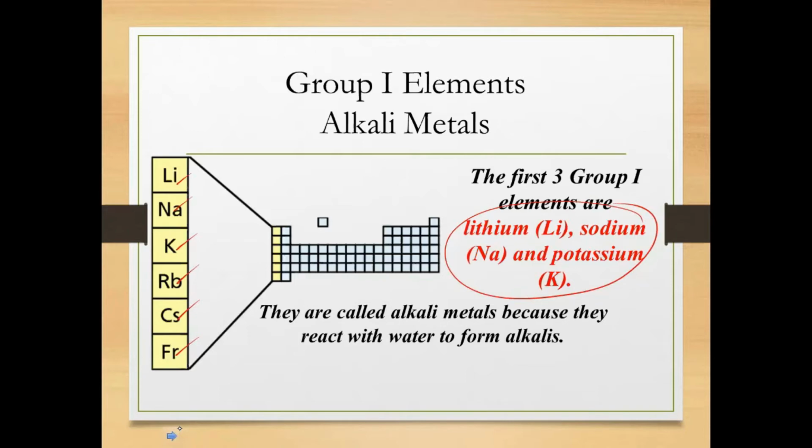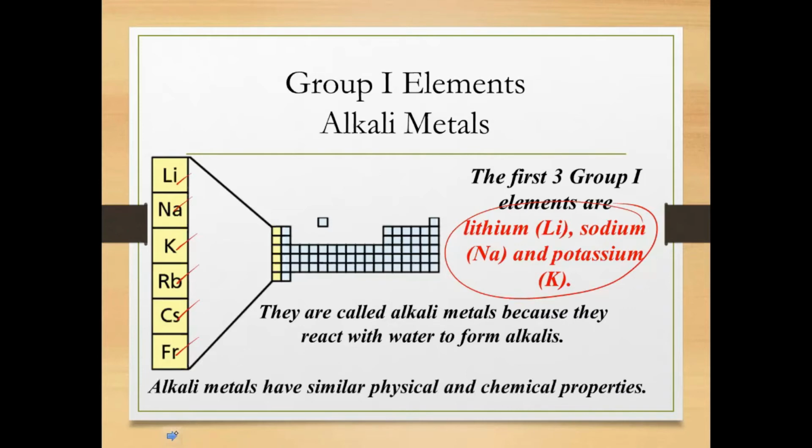They are called alkali metals because they are highly reactive. When they react with water, they form a concentrated strong alkali solution. Therefore they are termed alkali metals, as I have already told you in the previous class. Alkali metals have similar physical and chemical properties because all the elements have one electron in their outermost shell. So all these elements, like lithium, sodium, potassium, rubidium, cesium and francium, have the same chemical and physical properties.